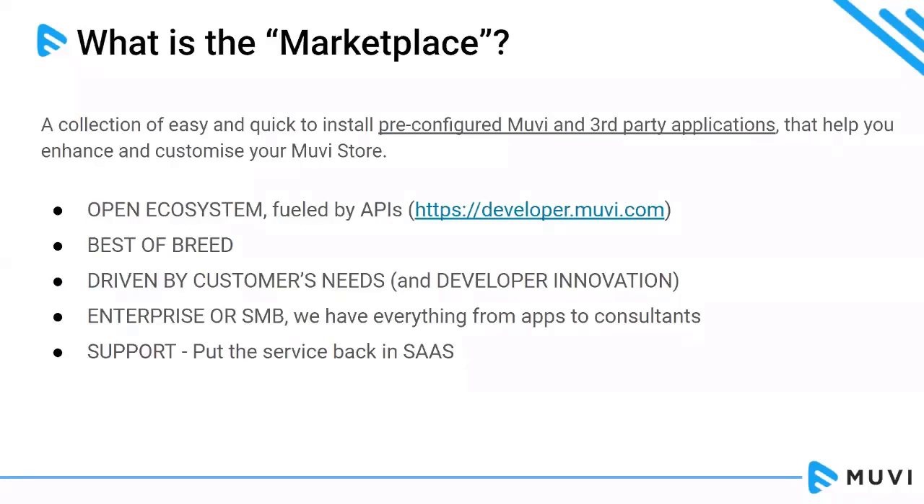So we have everything covered, from having these apps on the marketplace, our own products and features, which are add-ons to our flagship products, which is called Muvi Store. And we have a partner ecosystem to help you expand your store through these applications, whether on the marketplace or made customized.